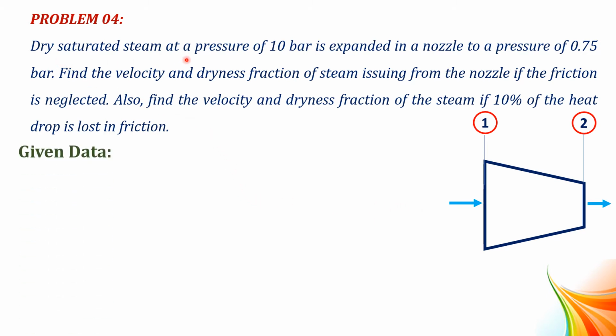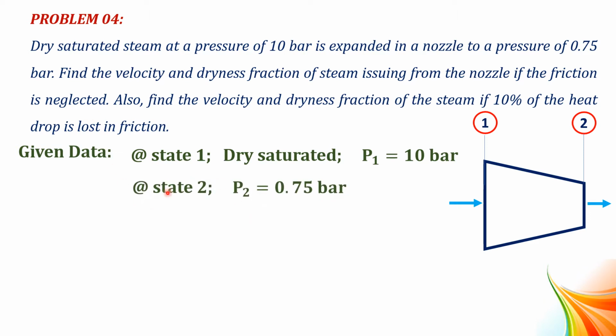Dry saturated steam at a pressure of 10 bar. So initially the steam is dry saturated and at a pressure of 10 bar. Therefore P1 equal to 10 bar, which is expanded in a nozzle to a pressure of 0.75 bar. So at state 2, the pressure P2 equal to 0.75 bar.